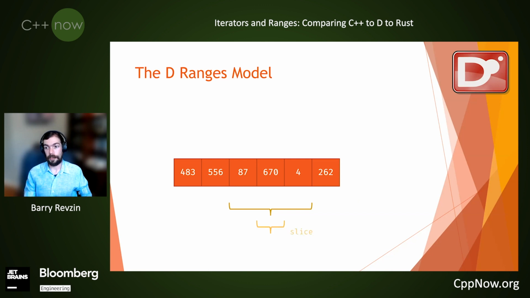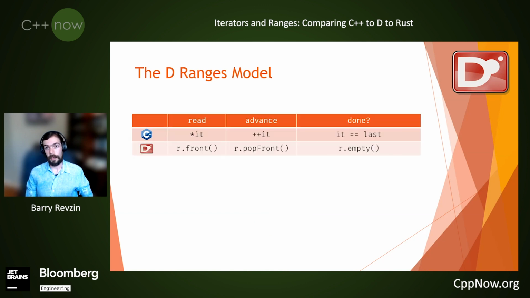If the range is random access, it also supports a slice operation. So you can pick anywhere from the beginning to anywhere at the end, as long as you're within the original bounds, and just produce a new range out of it. And so these operations that D offers in its model map very closely onto the basis operations that I introduced, the read, the advance, and the done. And they also map very closely onto the C++ operations that we provide. The primary difference here is that done, the range knows itself when it's empty, unlike in C++ where we need a second iterator or a sentinel to really know that we're done.